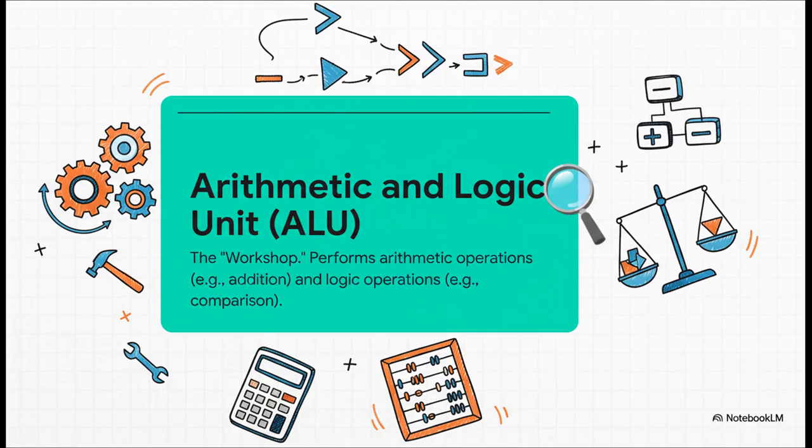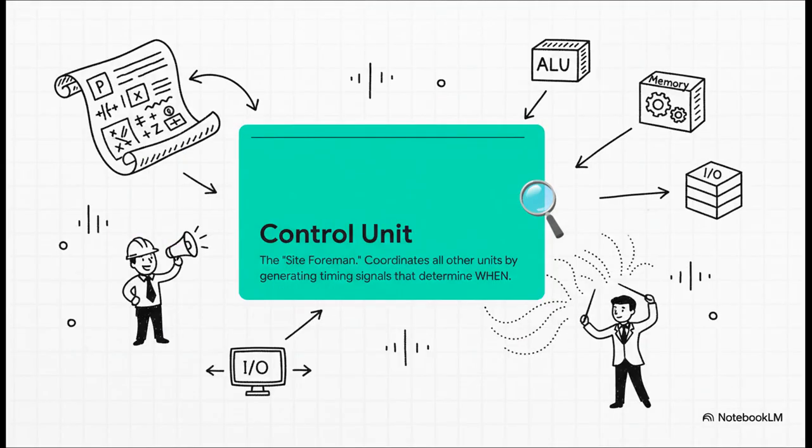So if you need to add two numbers or compare if one value is bigger than another, the ALU is the part that handles all of those math and logic operations. Now, that workshop can't just do things whenever it feels like it, right? It needs a manager. And that's the control unit. It's like the site foreman. It reads the blueprint, the instructions, and tells every other part of the computer what to do and exactly when to do it. It's the conductor of the entire orchestra.